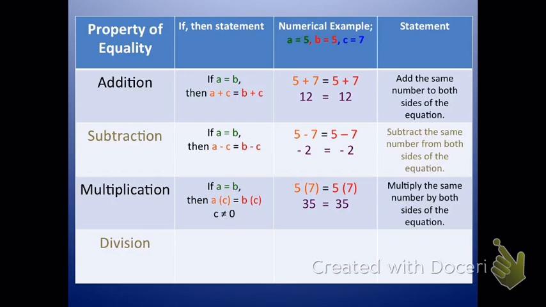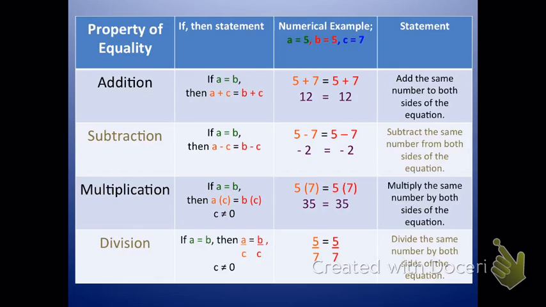And the division property of equality says if A equals B, then A over C, or A divided by C, equals B divided by C. And C cannot be equal to 0. The time that you're going to use the division property of equality is when you have a number multiplied by a variable, like 5x equals 35. But we're going to see that in an example in a minute. So 5 over 7 equals 5 over 7. And then our last statement, divide the same number by both sides of the equation.